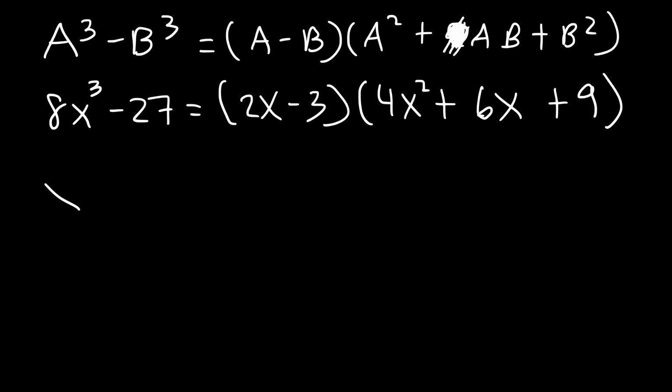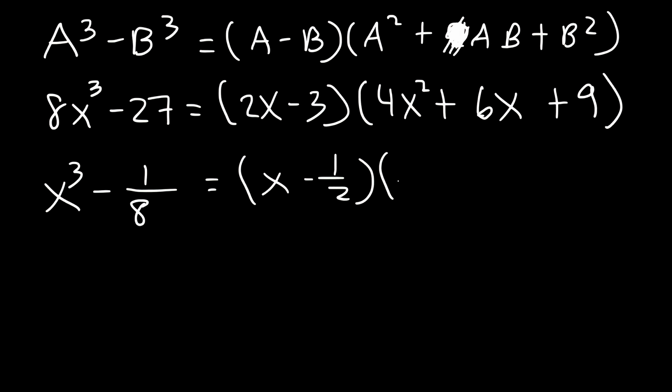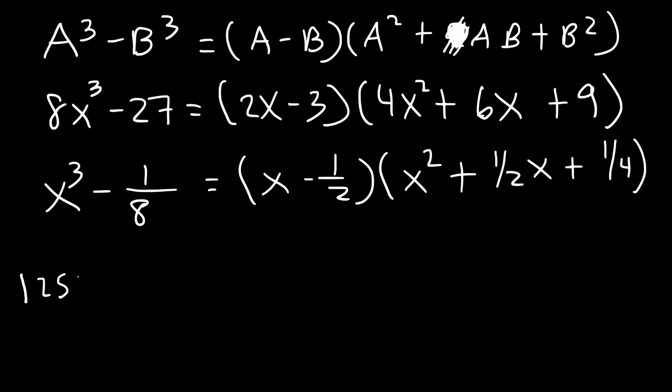Let's try this example. x cubed minus 1 over 8. The cube root of x cubed is x. The cube root of 8 is 2, so the cube root of 1 over 8 is 1 over 2. a squared is going to be x squared. a times b, x times a half, that's 1/2 x. And then 1/2 squared, that's 1 squared is 1, 2 squared is 4, so it's 1/4. And that's the answer.